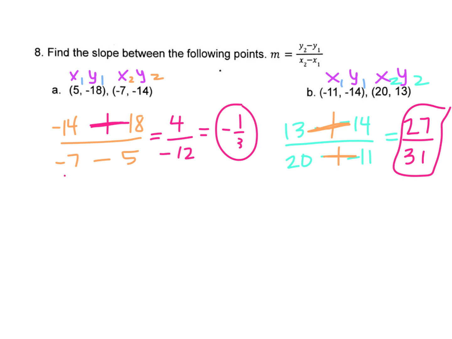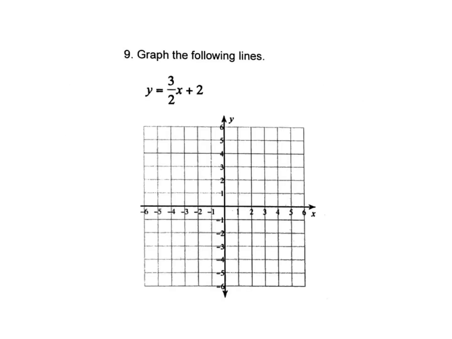Graph the following lines. So remember, y equals mx plus b. So in here, the m, or the slope, is 3/2, and the b, or the y-intercept, is 2. Begin at the b and plot a point. So we plot a point at 2, and then from there we rise and run.